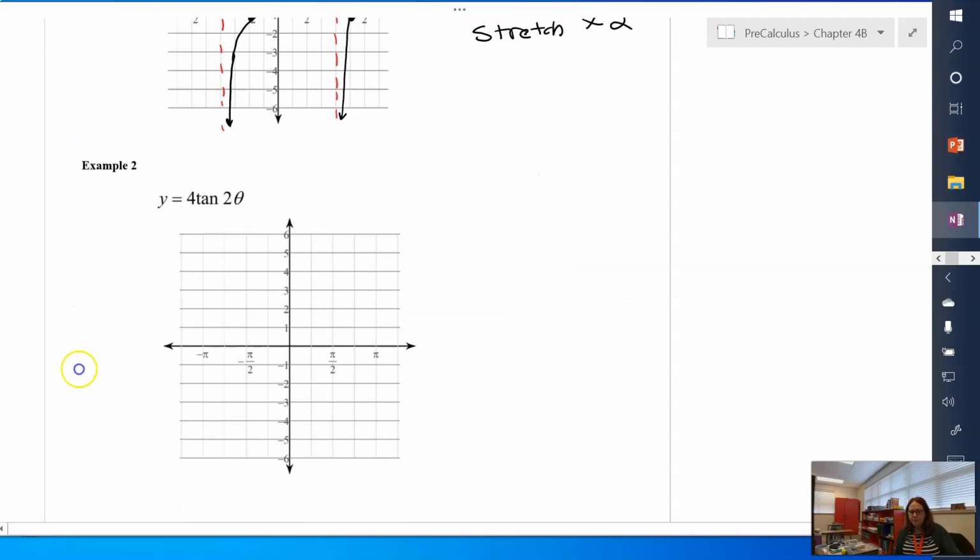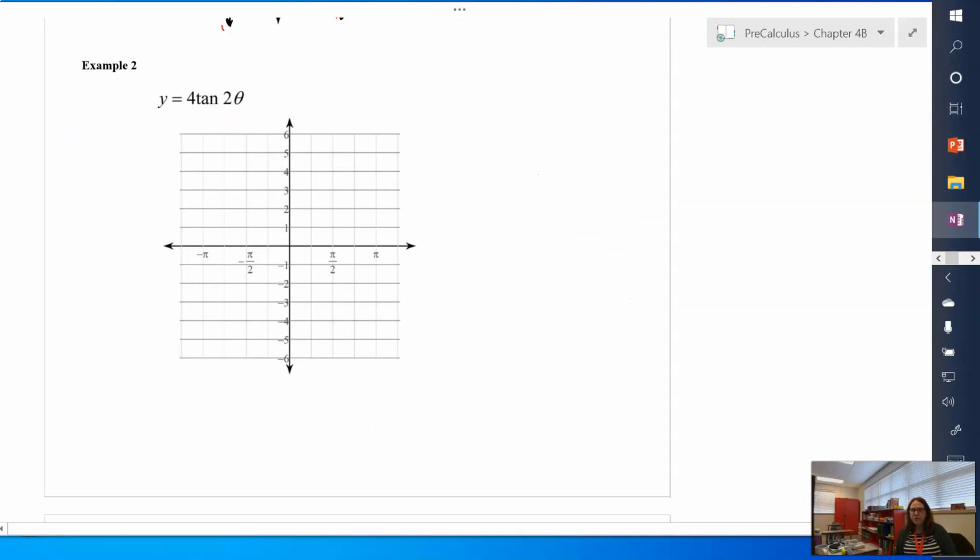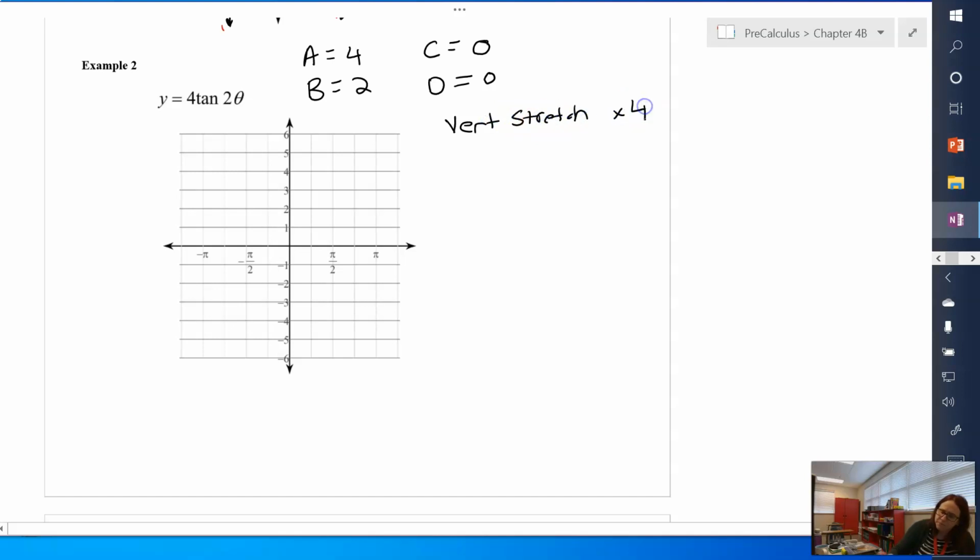Next one, we're going to do 4 times the tangent of 2 theta. So again, let's find A, B, C, and D. I have a 4 in front, so A equals 4. That's going to give me a vertical stretch. B equals 2. C equals 0, and D equals 0. So my transformations are going to be, I have a vertical stretch, which is a times 4.